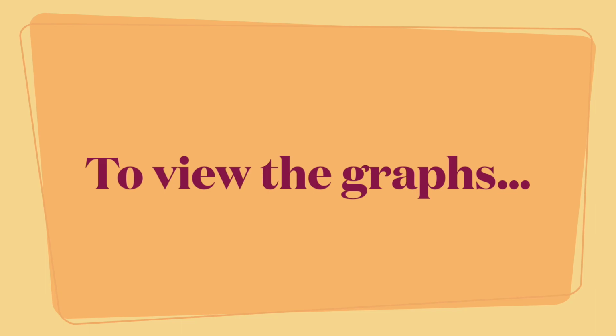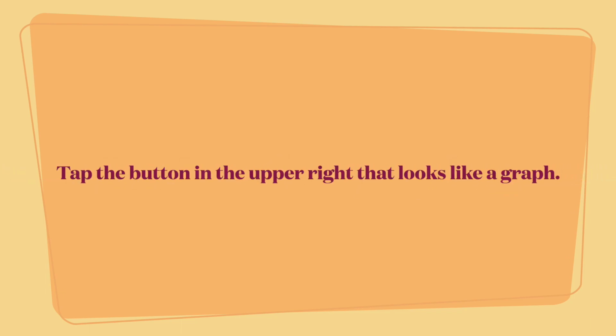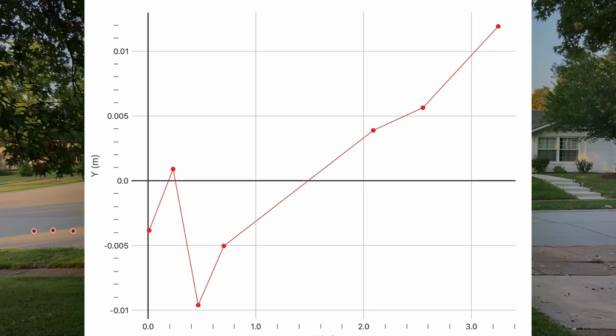Okay, now we want to view our graphs. So we're going to tap the button in the upper right that looks like a graph, and it will pop up our graphs. This first graph is Y on the y-axis and X on the x-axis, and it's really not very interesting. We're not going to use it in this lab. Notice those Y values. I want to point out how small those are, and we expect that because it's not really moving in the Y direction. Swipe left, and we'll go to the next set of graphs.